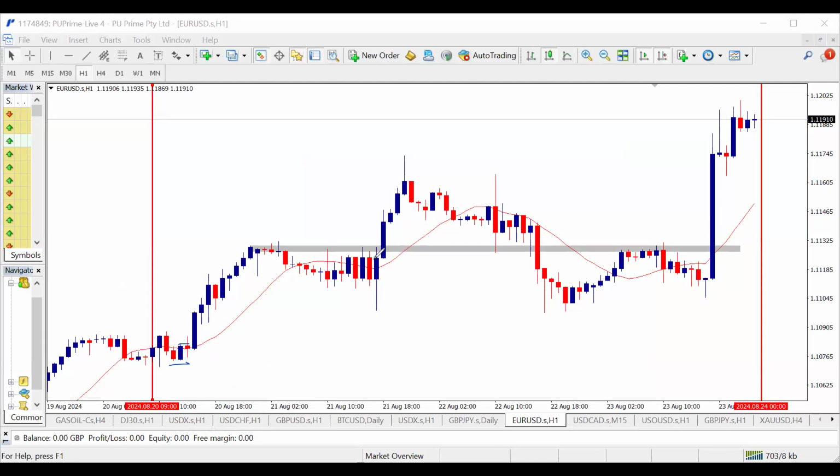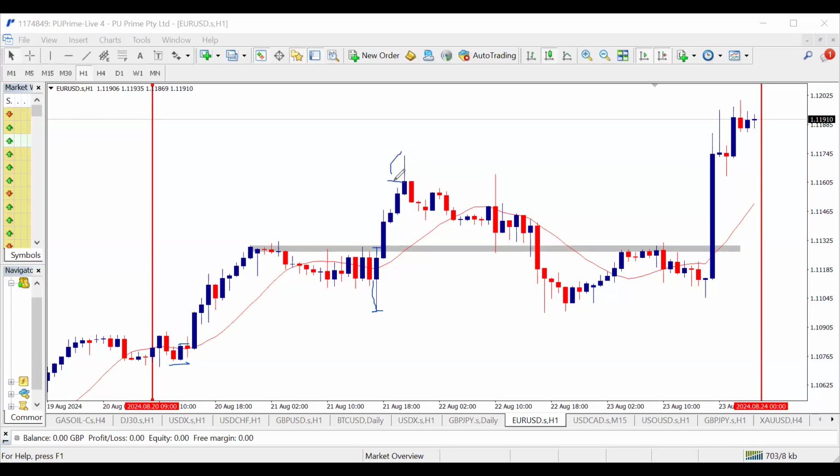Also, we have this here. Can anyone tell me what type of candle this is? Bullish engulfing? No, this is not a bullish engulfing. This is a hammer, because the wick is longer than the body. So it means that sellers were coming down to this market, but buyers started pushing it up. So we call this a hammer. How about this? What is this?